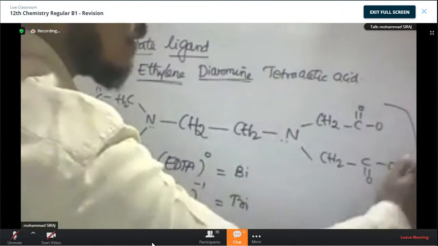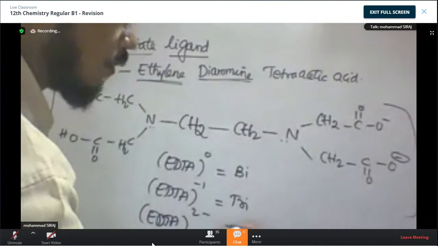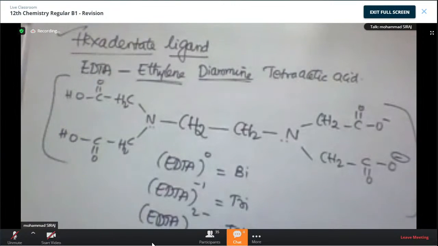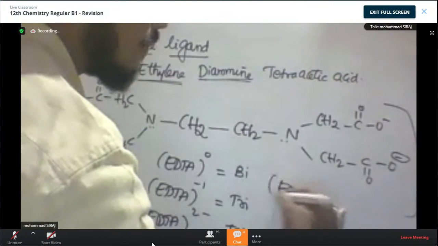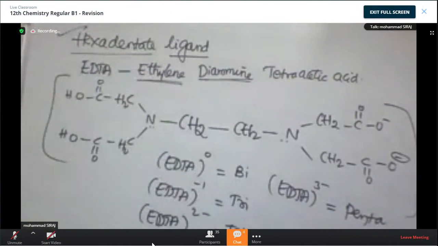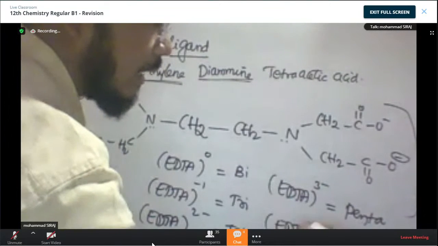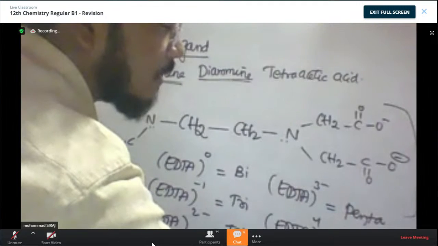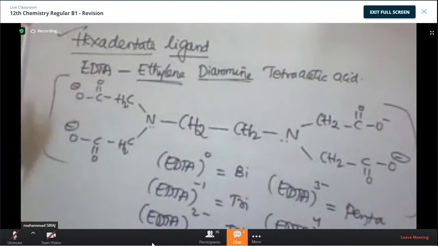If I am putting EDTA 2 minus and removing this one also, total how many donor atoms? 4. 4 donor atoms means it is a tetradentate ligand. If I am taking EDTA 3 minus, it acts as pentadentate. If I am taking EDTA 4 minus, it acts as hexadentate. Actually, it is which dentate ligand, sir? Hexadentate.